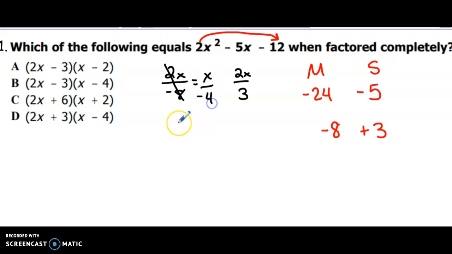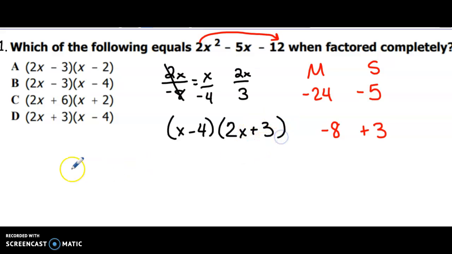Then I take each fraction and I write it in parentheses as one of my factors. So x minus 4 and 2x plus 3. So that gives me d.